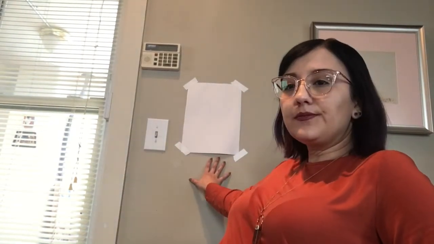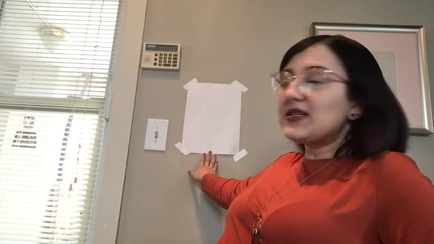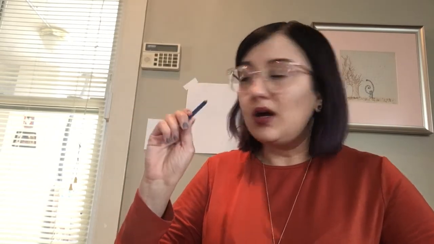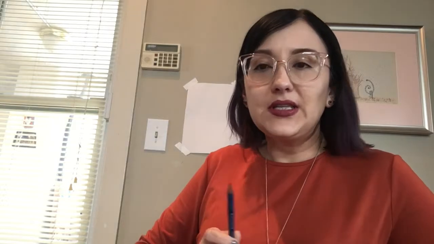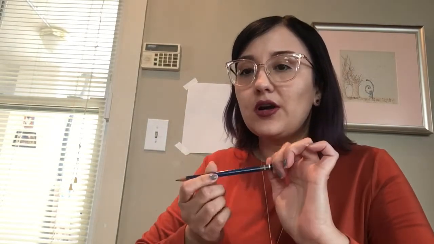Okay, so for the first part of this project, the only thing you're going to need is a piece of paper. This is just 8x10 construction paper. You can use whatever paper you have, preferably white, and a pencil. Hopefully this will show up on the screen and you'll be able to see this okay. I'm using a slightly darker pencil, so hopefully you'll be able to see the line.